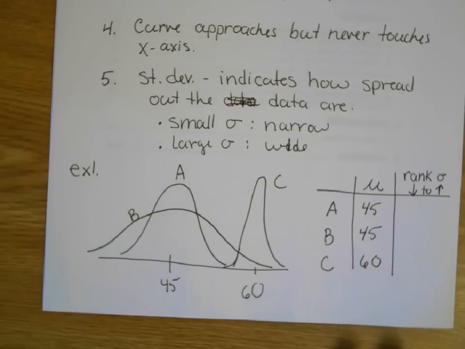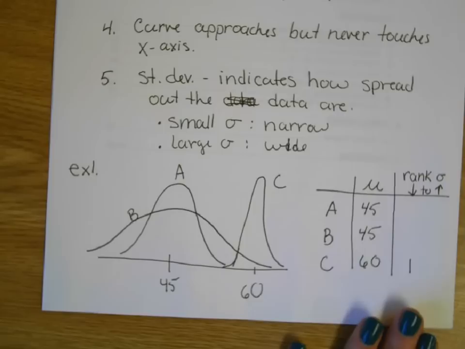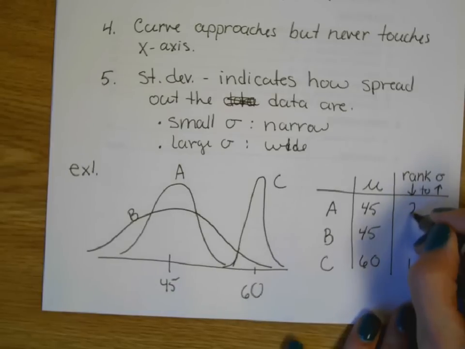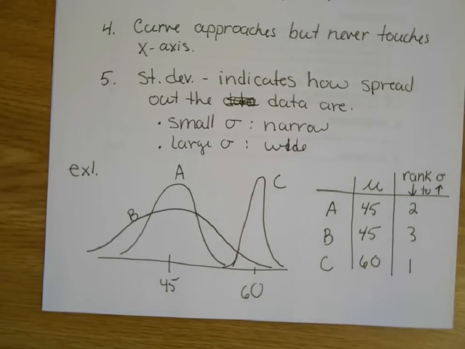Now, which one has the smallest standard deviation? Why C? It's the narrowest. The narrowest is the smallest standard deviation. All the data is packed together. So this is the lowest one. What's next? A is the next narrowest. And the biggest standard deviation is B because it's the one that's more spread out. Make sense?